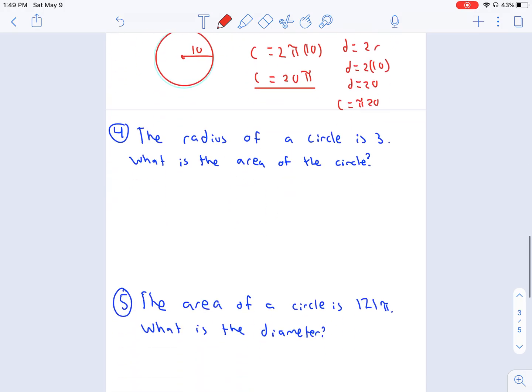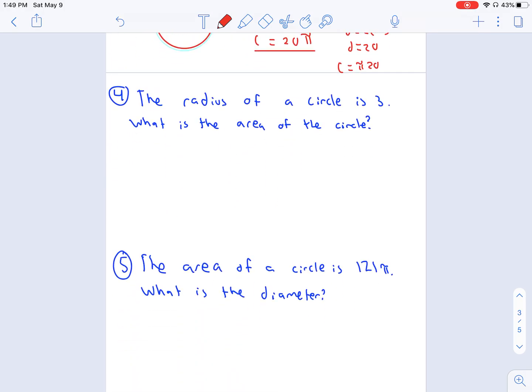So for number 4, the radius of a circle is 3. So this, we're given the radius of a circle is 3. Now we're trying to find the area of a circle. So the formula for the area is A is equal to pi r squared. So we can do A is equal to pi 3 squared, and then we would get 9 pi. And we can leave it in terms of pi.